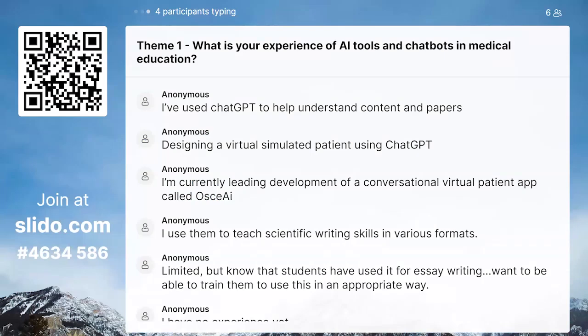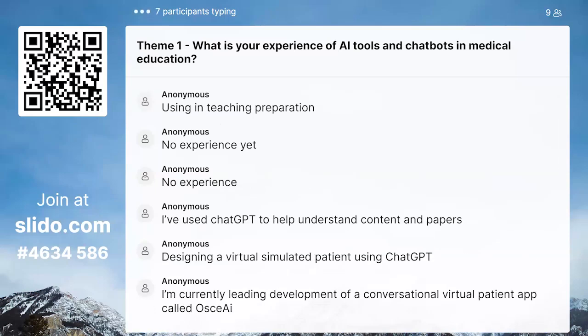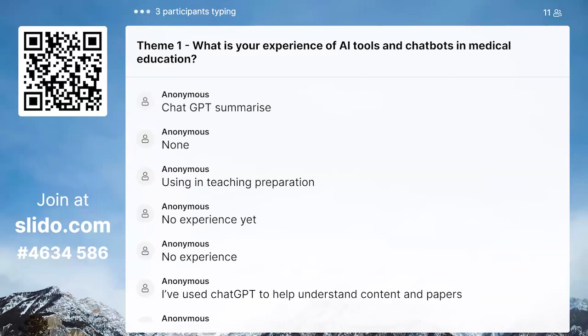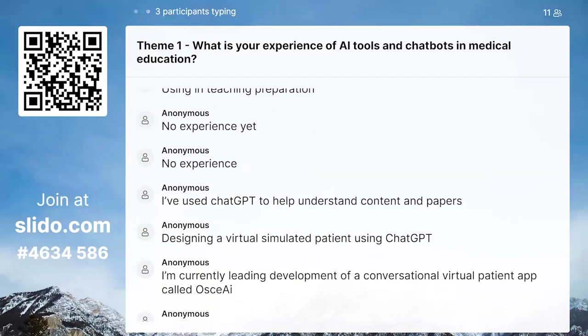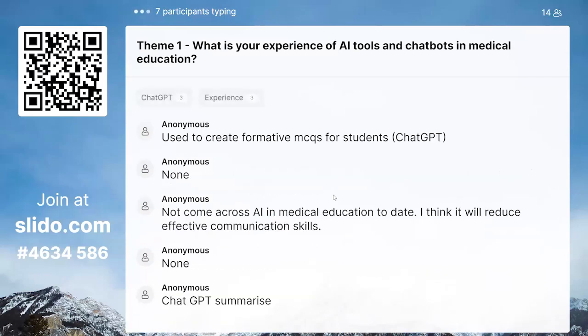So I can see that some people already responded, which is fantastic. So I'll just start to talk through some of these themes. Some people have used ChatGPT to help understand content and papers. A few people don't have experience of AI tools yet within the medical education realm, using it in teaching preparation. One person has used it as a virtual simulated patient. Lovely. And somebody is looking at conversational virtual AI as well, and formative MCQs.